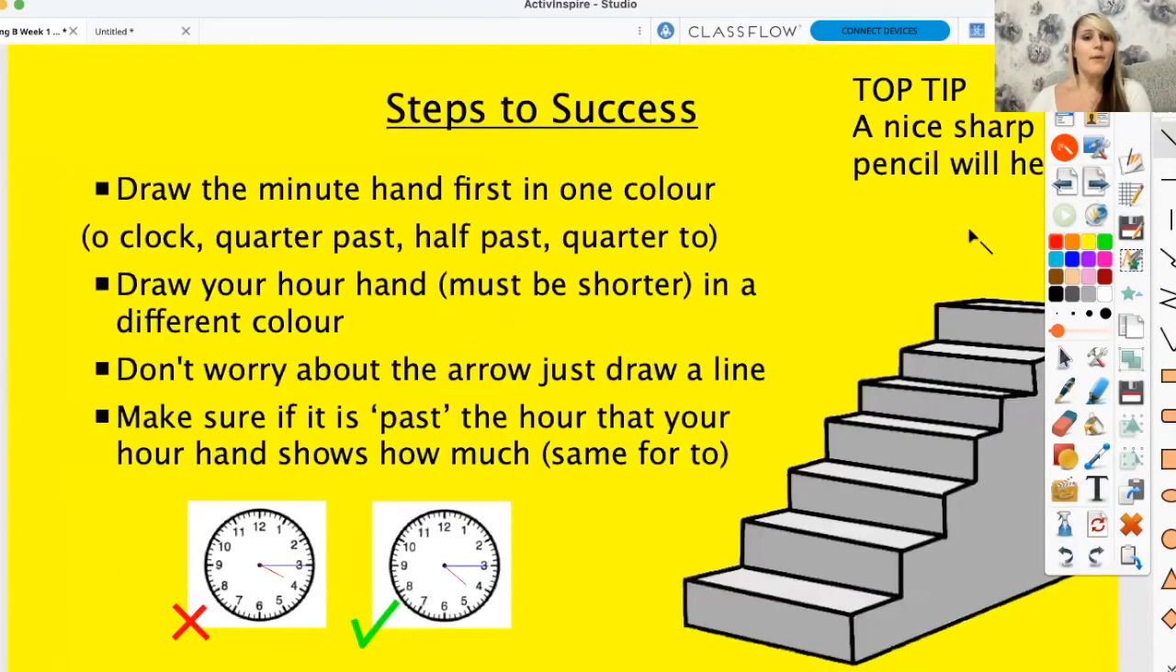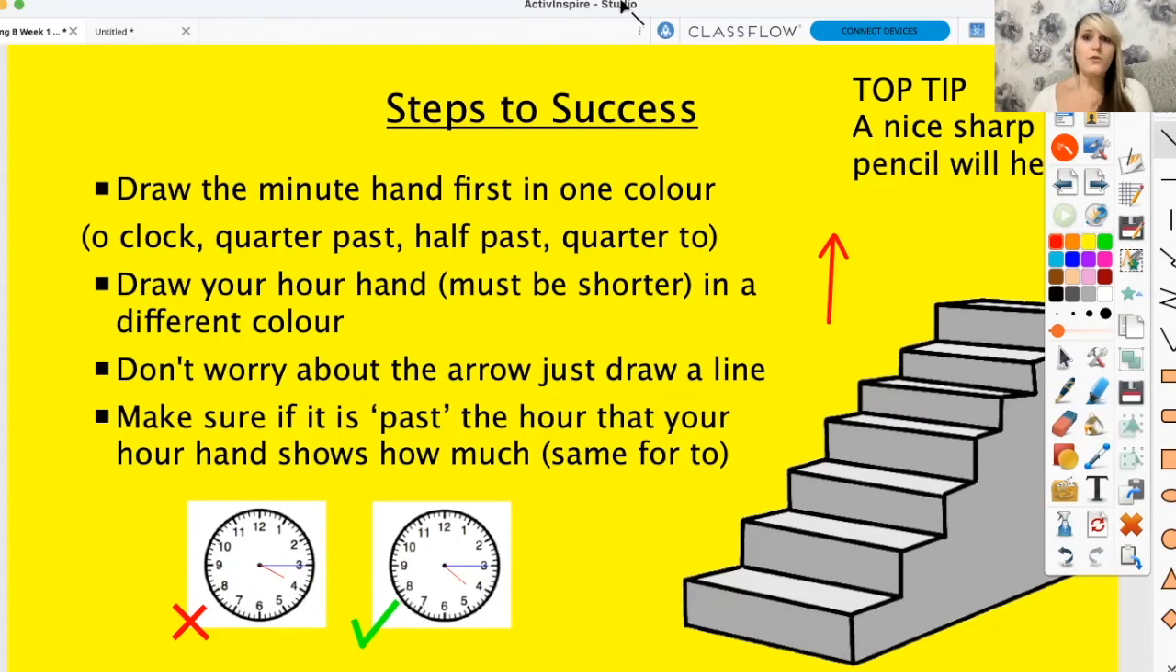So quick recap, draw the minute hand first in one colour with a nice sharp pencil. Draw the hour hand, it must be shorter and in a different colour if you can. Don't worry about the arrow, just draw a line. Normally on a clock, we get a little arrow like this. Don't worry about the arrow, just draw the lines. And if it's past the hour, make sure the hour hand is pointing past the hour and not pointing to it. So you see here 4:15, this isn't right because it's pointing directly at the 4. It should be just past the 4.